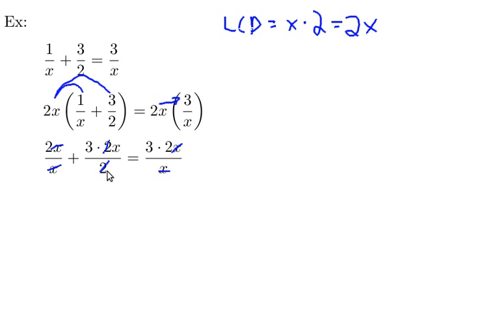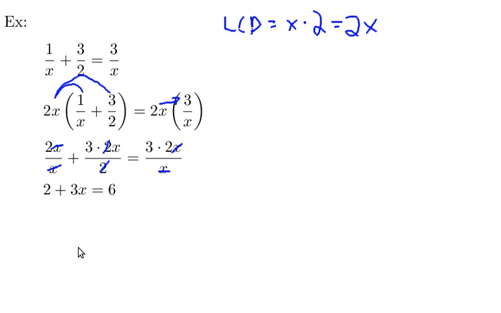So what we have in the end is everything that's left over. So I'll go ahead and rewrite that. That's going to be 2 plus 3x equals 6, because 3 times 2 is going to give us 6. So I canceled out everything that was unnecessary, and I was left with an equation that no longer has any fractions. So now we can deal with this pretty easily.